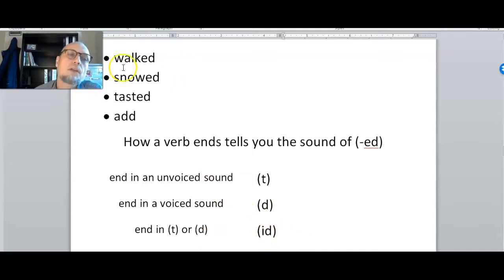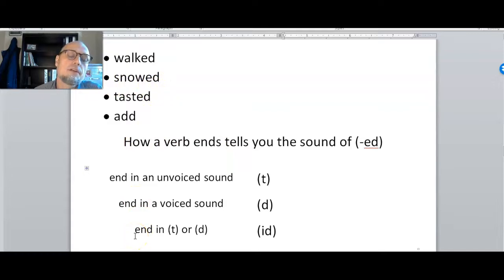So let's look here. The verb is walk. The final sound of the verb is k. K is unvoiced, so ed sounds like t, walked. Snow. The last sound is o. O is a voiced sound, so the ed sounds like d. Snowed.